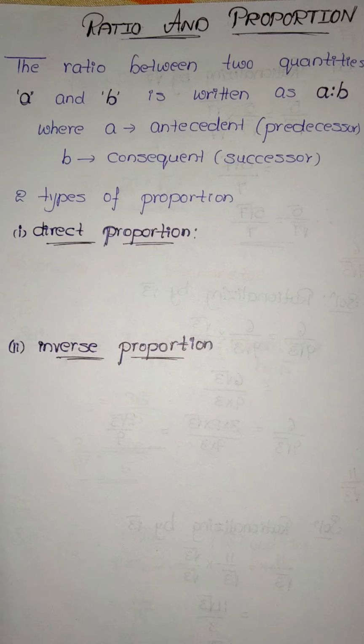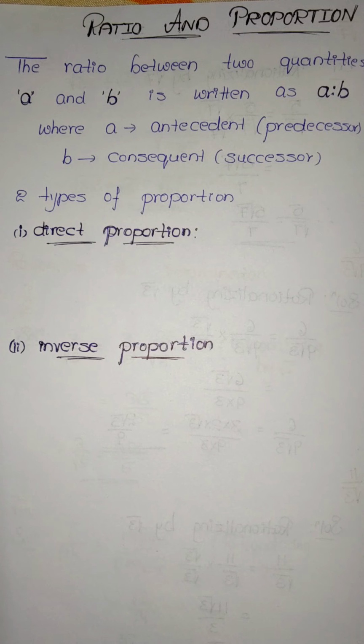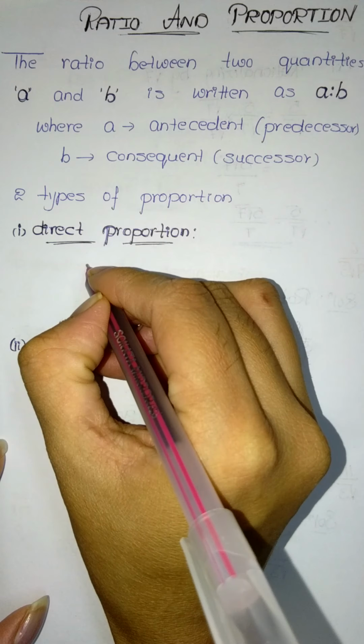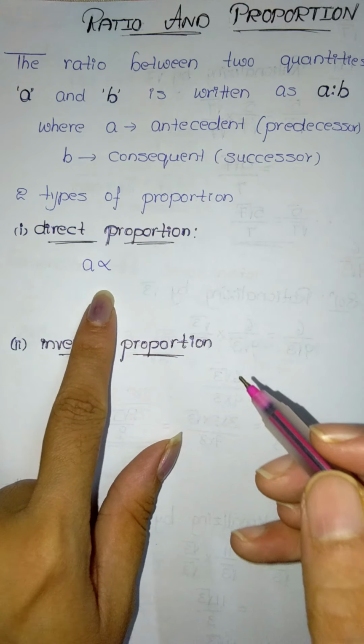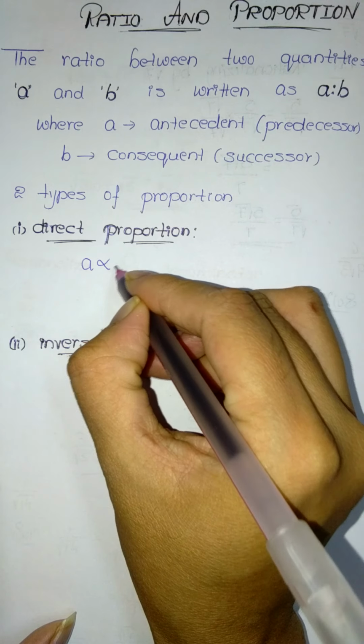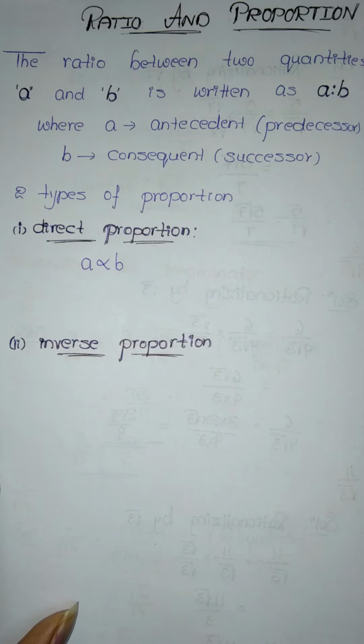So here in ratio and proportion, there are two types. One is direct proportion or direct ratio. Another one is inverse proportion or inverse ratio. So what is direct proportion? So how do we denote it? Direct proportion means if the antecedent and consequent are both directly proportional, if we are taking A and B, then हम लोग ये वाला सिंबल यूज़ करते हैं. So A is directly proportional to B.